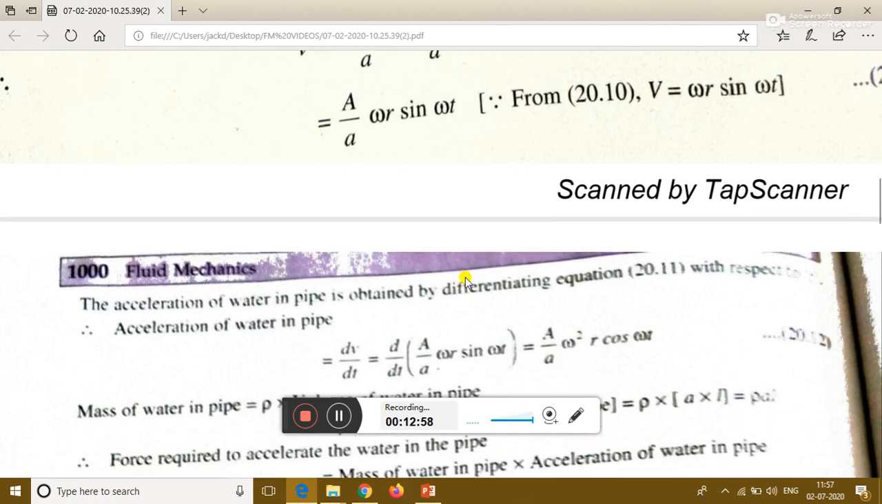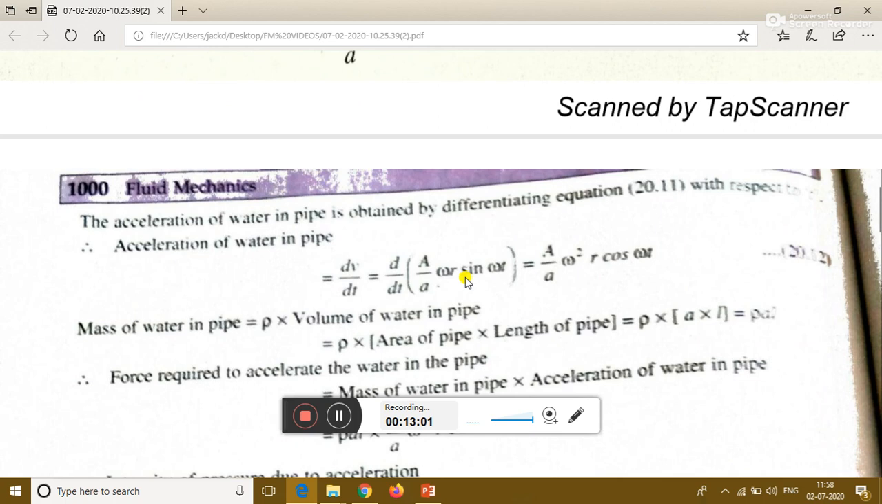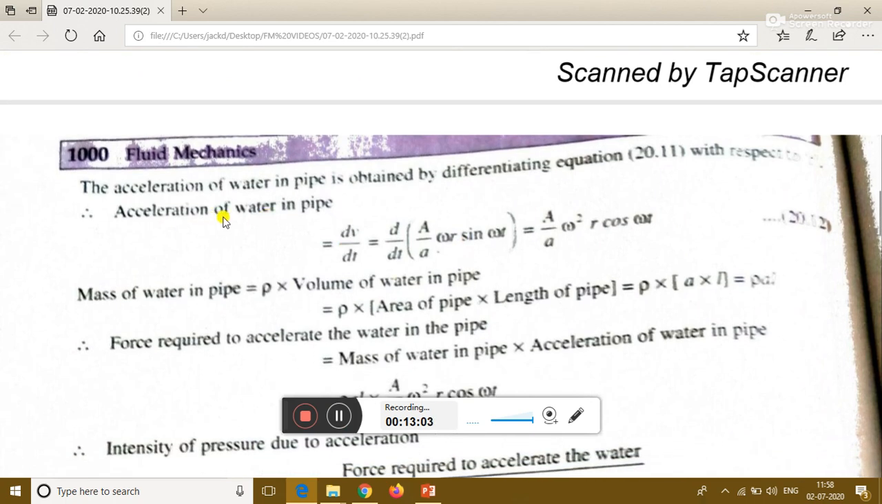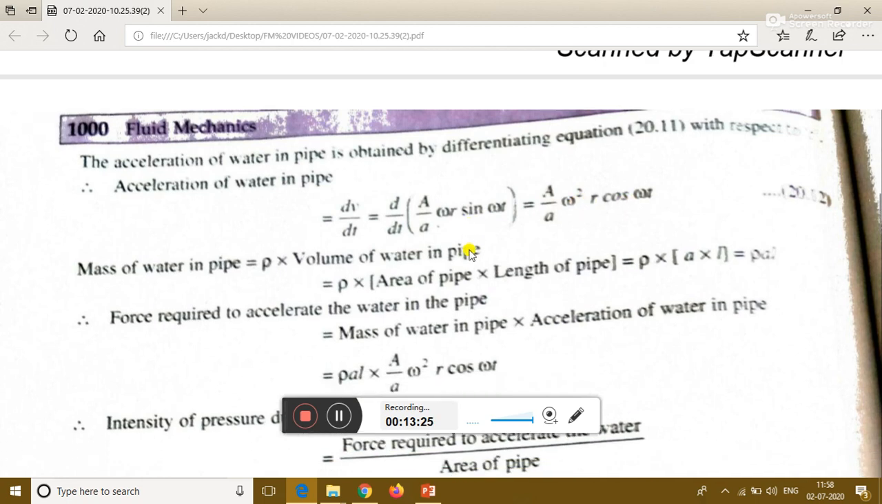Now if you have the velocity of water in the pipe, you can find out the acceleration of water in the pipe. How to find the acceleration? You differentiate that velocity with respect to time. So dv by dt of A by a omega r sin omega t. Which are the constants? Capital A constant, small a constant, omega constant, r constant. Sin omega t you have to differentiate. Sin omega t gives cos omega t, and you get another omega out. So A by a into omega square r cos omega t is the acceleration of the fluid in the pipe.